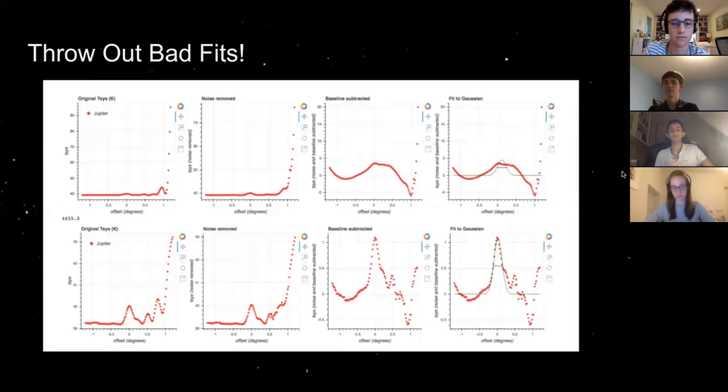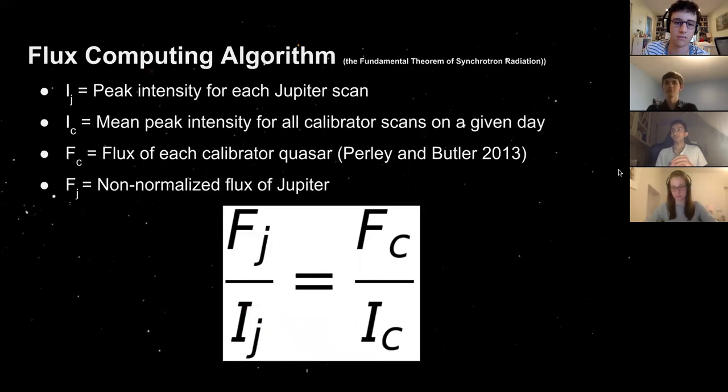These are some of the bad fits that we ended up throwing out in our analysis. Of course, these did not produce very nice Gaussian fits because of their non-standard half-power width. They're not necessarily bad fits, they just are not optimal for our data set and they need further investigation.